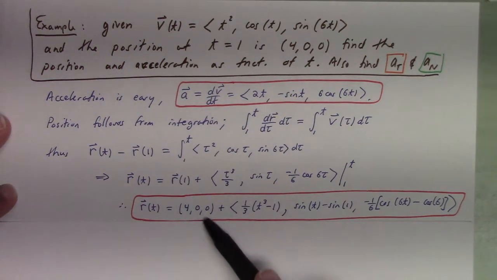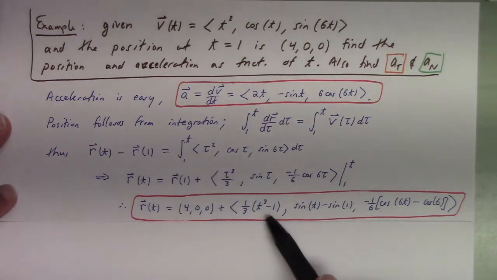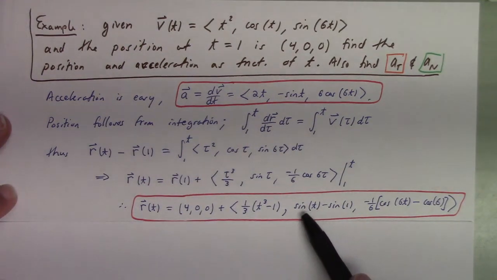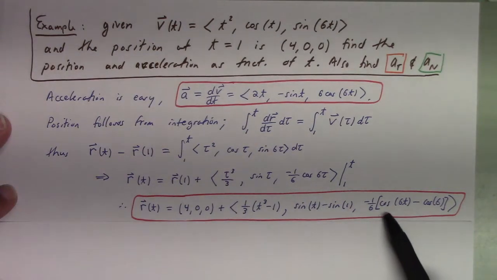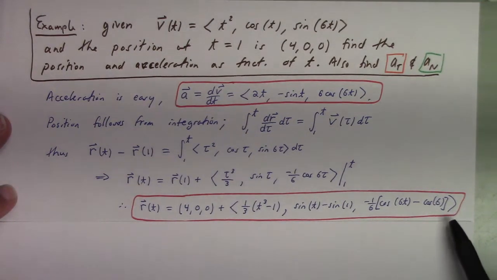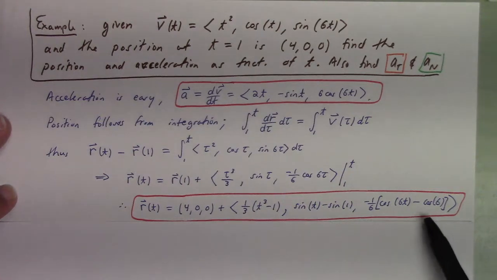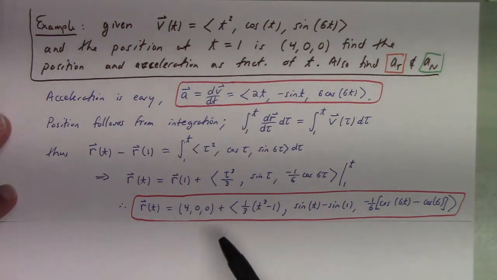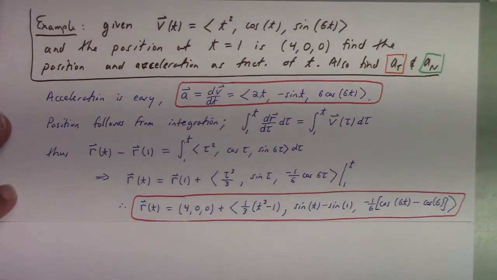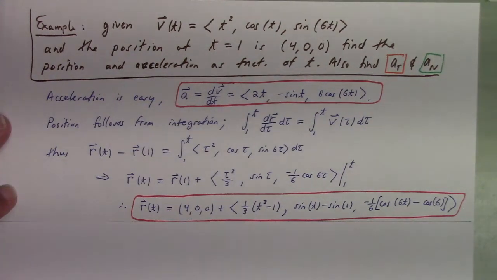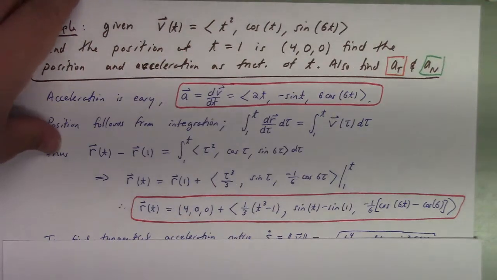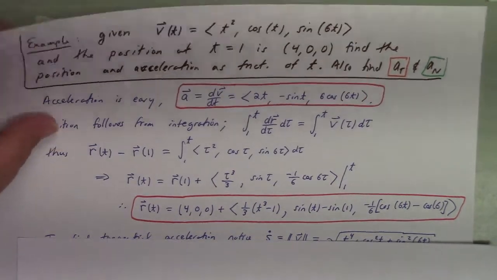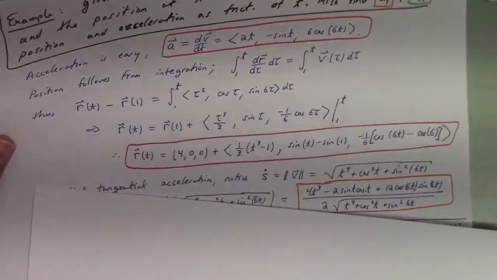The position is (4, 0, 0) plus (1/3 t cubed minus 1/3, sine t minus sine of 1, minus 1/6 times the quantity cosine 6t minus cosine of 6). And that's a perfectly good answer. I don't really feel any obligation to add these vectors. There you go. That's the position at time t. Don't ask me to visualize that, although with mathematical software, of course, we could if we were so inclined.